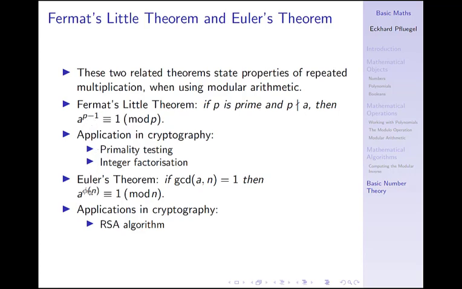Rather than p minus 1, you now have the Euler function, so a to the power phi of n. And then the additional condition is that the GCD of a and n needs to be 1. And that's what we're going to use later when we look at the RSA algorithm and the choice of the public and private key. Thanks to this theorem you can prove how to construct such keys which make the RSA algorithm work.